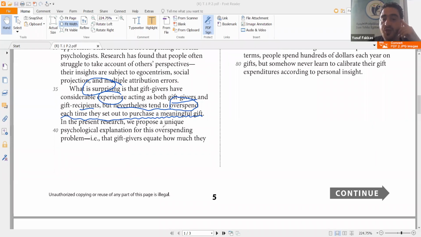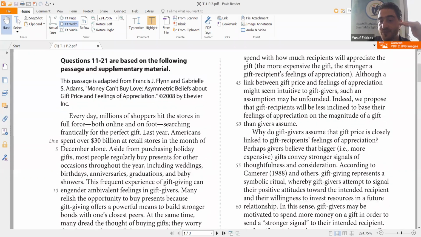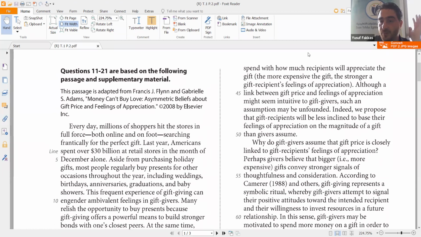In the present research, we propose a unique psychological explanation. Of course, because we said that's surprising, they will not just tell us in the passage that this is something surprising and move to another idea. No, they will explain what's behind that. So they said, we propose a unique psychological explanation for this overspending problem: that gift givers equate how much they spend with how much recipients will appreciate the gift, which means the more expensive the gift, the stronger a gift recipient's feelings of appreciation. That's how we think when we give, not when we receive. When we want to give somebody a gift, we say the more expensive, the more this person will love it and appreciate it.